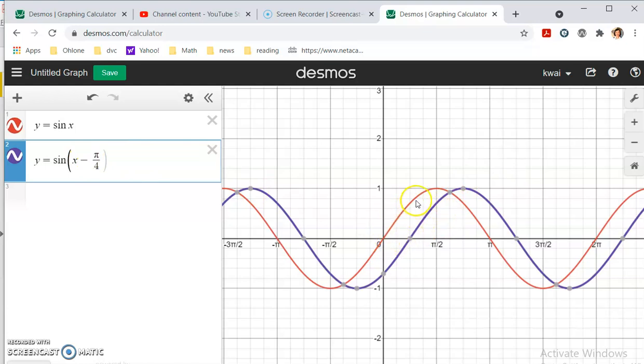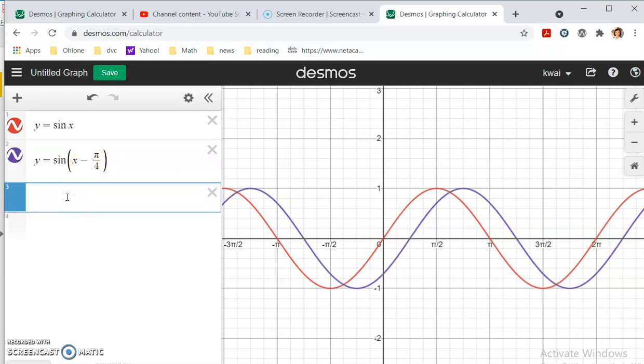The red one is sine, going from here to 2 pi, but the blue one starts from pi over 4 now. You see that it's pi over 4 comma 0, and then everything shifts pi over 4. The ending part used to be 2 pi, now it's 9 pi over 4, because 2 pi plus pi over 4 is 9 pi over 4. And it shifts to the right if you do minus.